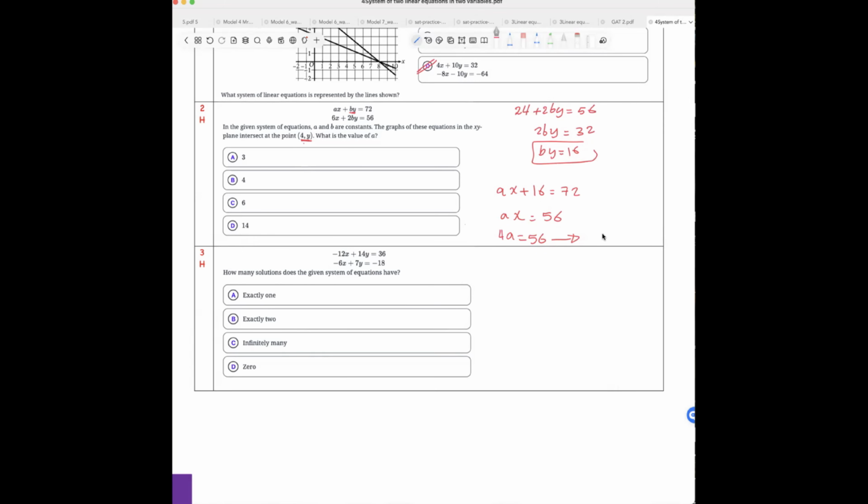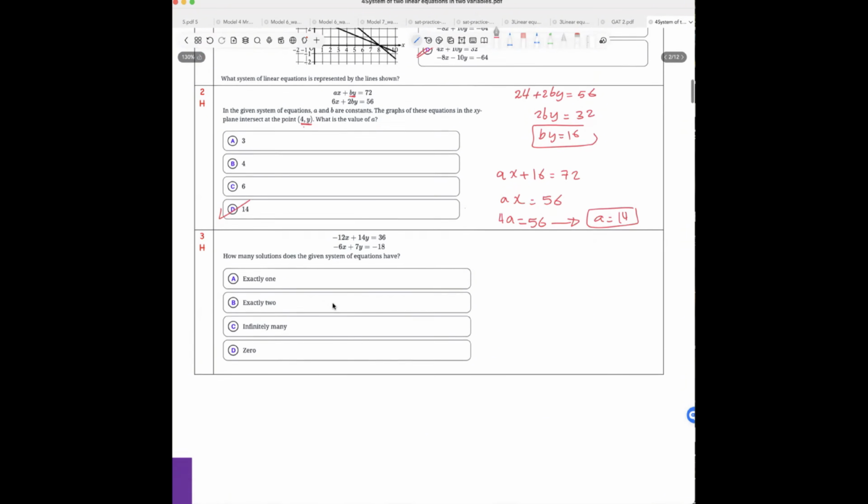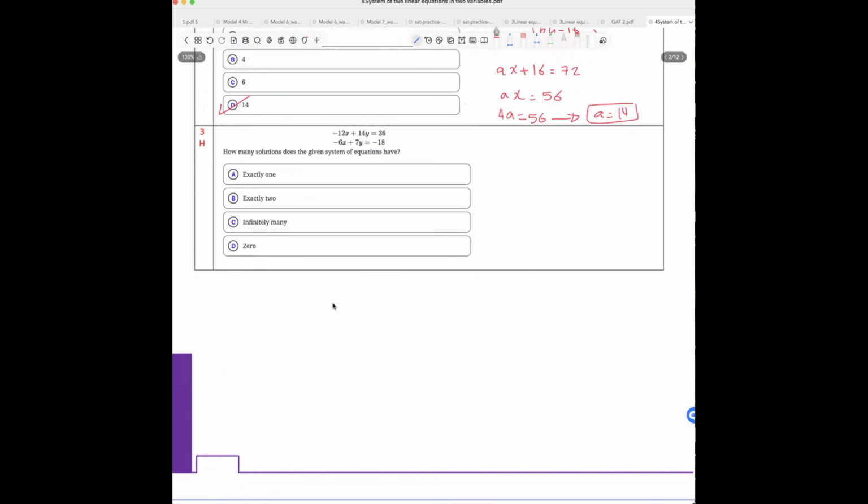It means a equals 14. It means the answer is D. Let's move to the next one. Question 3. We have negative 12x plus 14y equals 36 and negative 6x plus 7y equals negative 18. How many solutions does the given system of equations have?